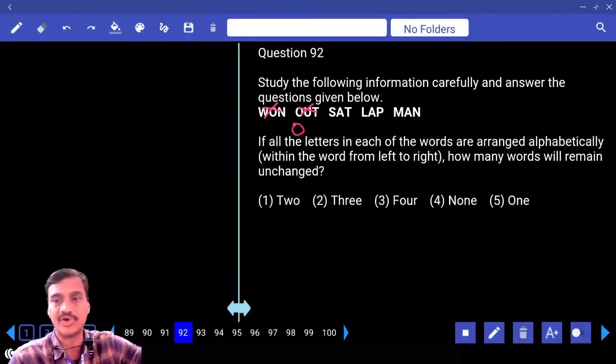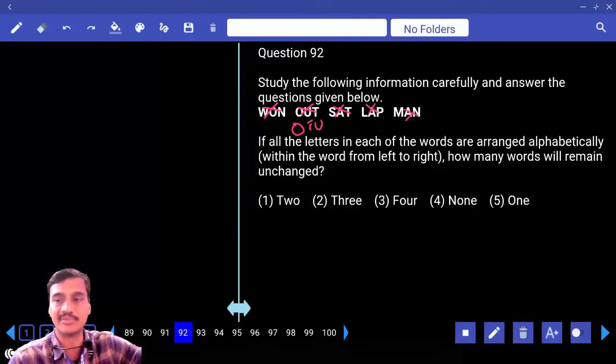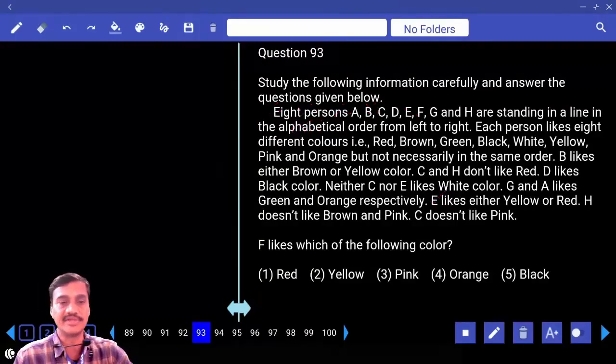Isn't it? If all the letters in each of the words are arranged in alphabetical order, then how should it come? OTU should come. But here it is OUT. Next one, ATS should come. But here it is APL. Here ANM should come. Then what is your answer here? None, that is choice 4, question number 92. In none of the words are all the letters in ascending or alphabetical order. 92. Then 93.